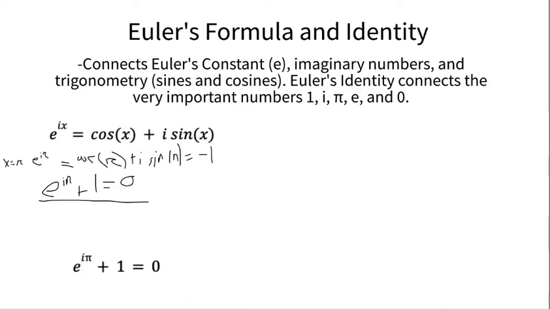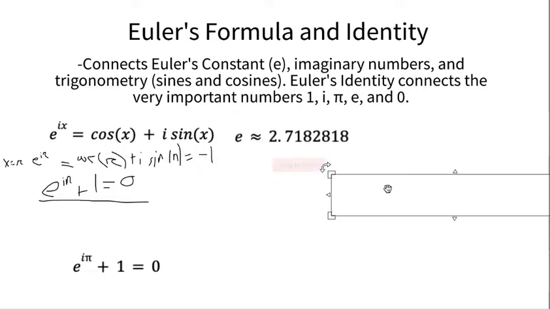This is super important because it connects 5 super important numbers all together in one identity. e, Euler's constant, which is useful in calculus, natural logarithms, and finance. i, which is for imaginary numbers. Pi for trigonometry and geometry. And 1 and 0, which are super important. I don't need to tell you, they're amazing. They have so many properties. So let's do some examples.